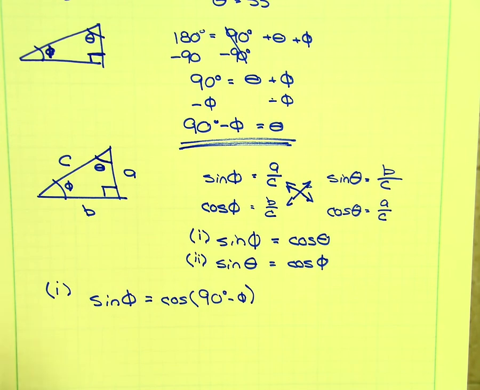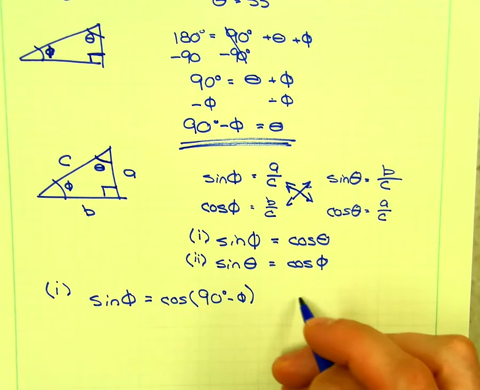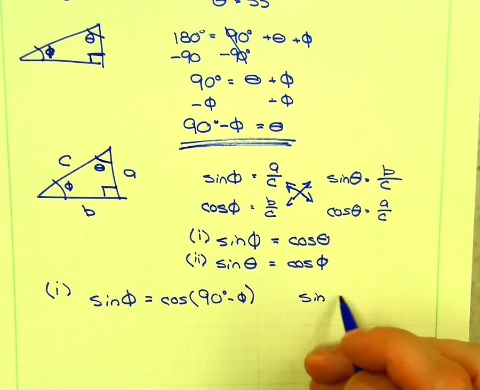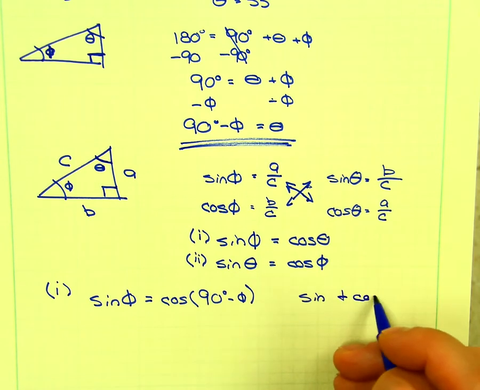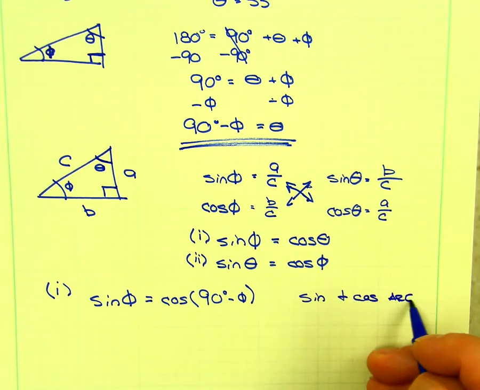Now, these functions are complements of one another, or they're co-functions. Okay, that's what it's called, co-functions. Sine and cosine are co-functions.